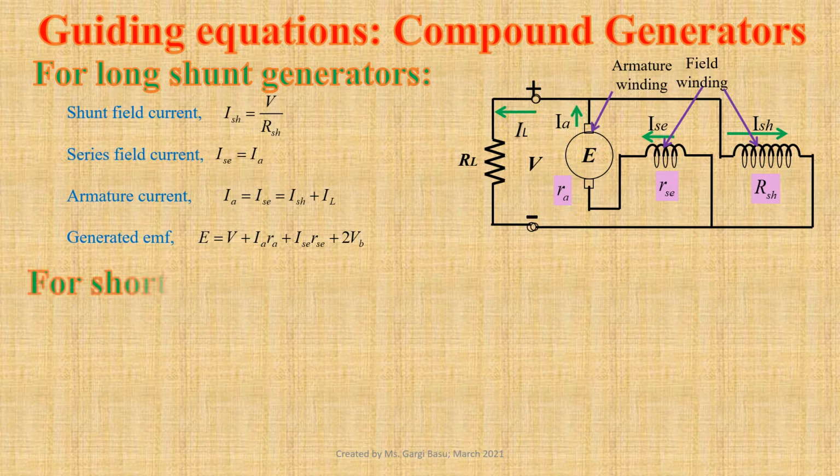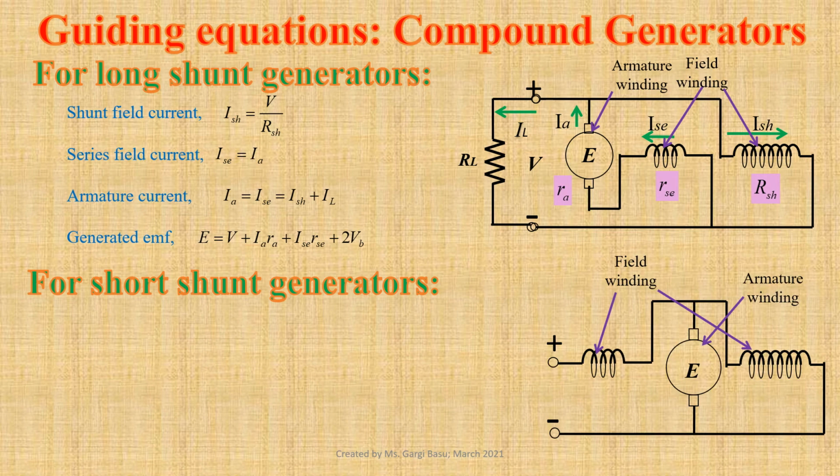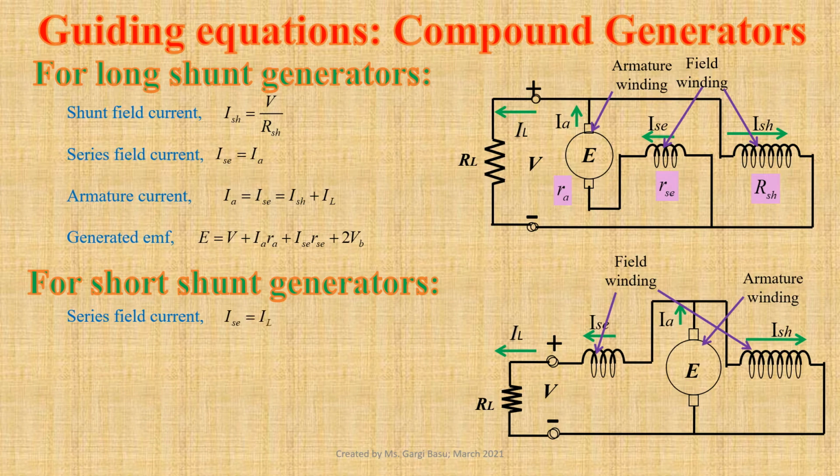In short shunt generators, shunt field winding is connected in parallel with the armature winding. With this parallel combination, series field winding is connected in series. The generator is loaded with a resistive load of resistance RL. Here series field current IAC equals IL.